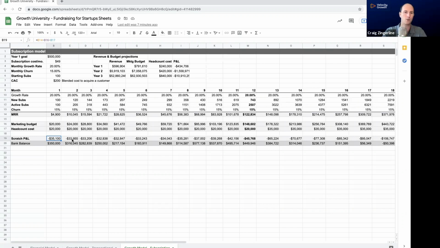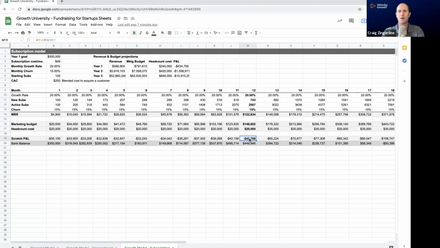So as we track along here, we're going to look at healthy marketing budget growth. We're going to aggressively grow this marketing budget as we acquire new customers. Again, the marketing budget is just a function of the customer acquisition cost times the number of new subscribers coming into the model. By the end of the year, we'll be burning about $45,000 a month all in, including our headcount cost at that point and our marketing budget.